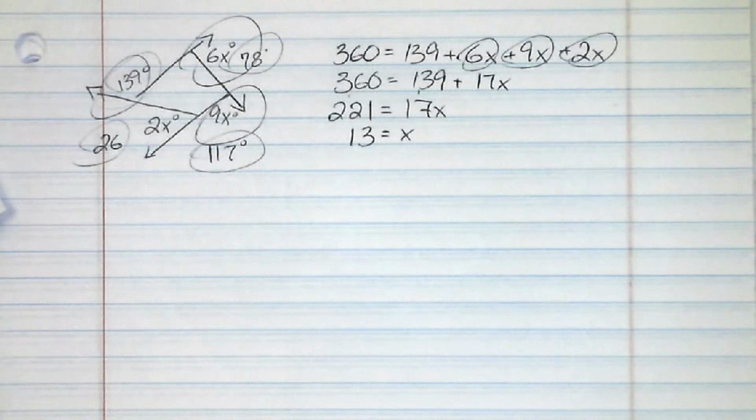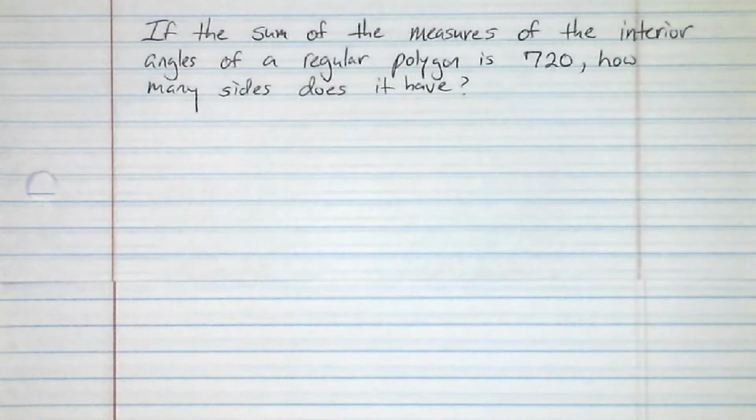And here's one last question to work on from this section. If the sum of the measures of the interior angles of a regular polygon is 720, how many sides does it have? Try and answer this. Press play when you're ready.